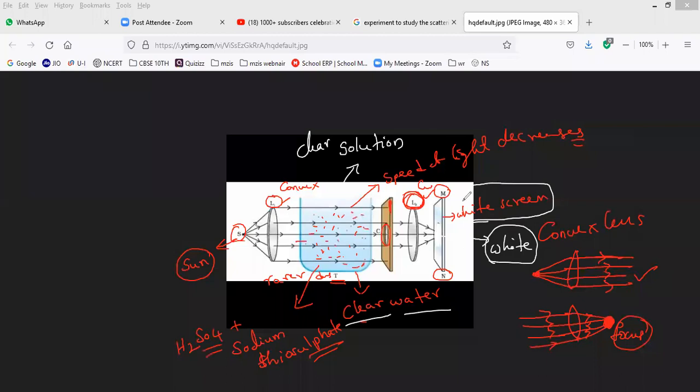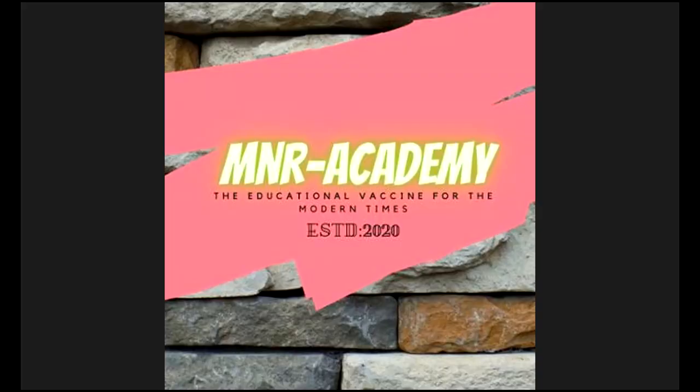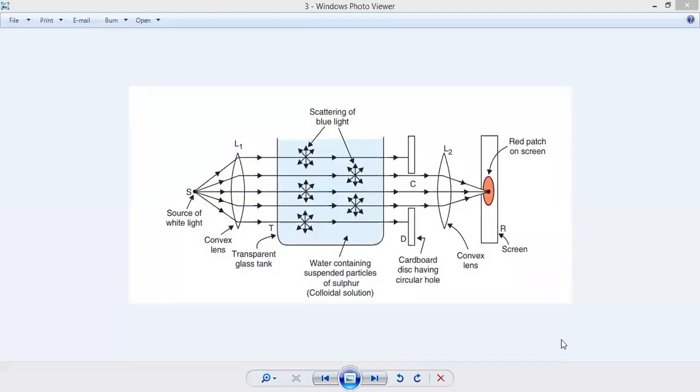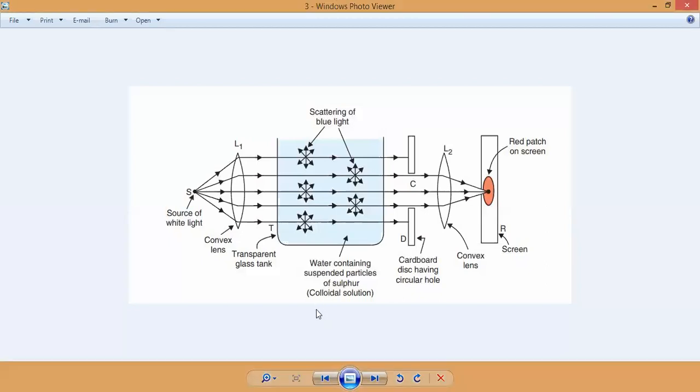Before, it was clear water. Now what will it become? It will become a colloidal solution. Now we will study, when it turns into a colloidal solution, how the scattering of light takes place and what the phenomenon behind it is. So observe very carefully. These two diagrams you have to remember. This is the diagram. Please all of you take a screenshot. This is the most important diagram.